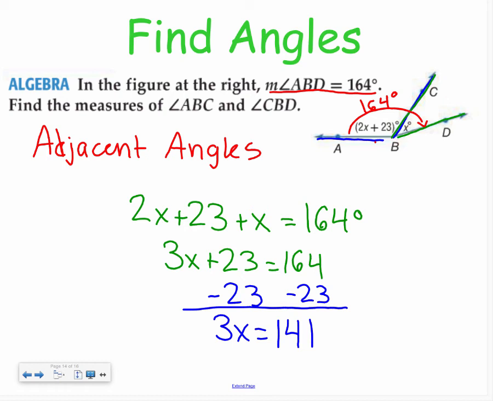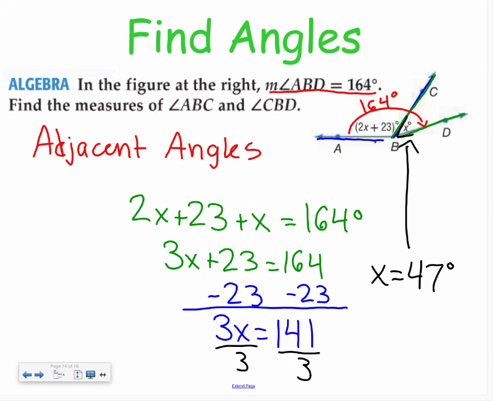Our next step is going to be dividing by 3 so that x is by itself. And when I divide by 3, I end up with x is equal to 47 degrees. At this point, am I done with the problem? No, if I go back and read the question, it asks me for ABC and CBD. I've only found CBD. I've only found one of my angles.